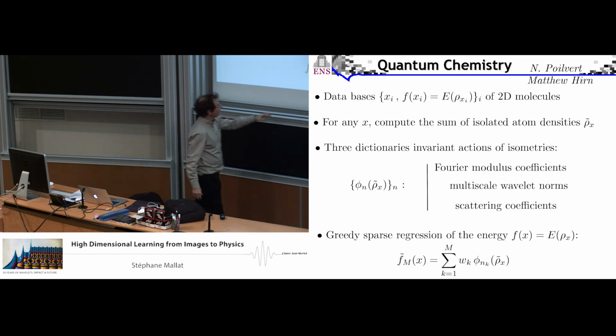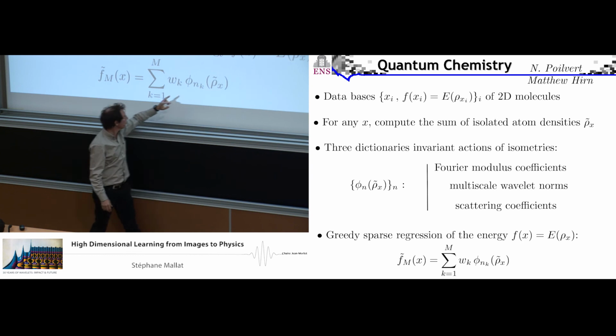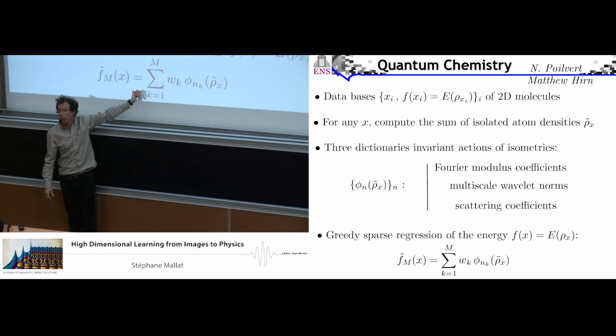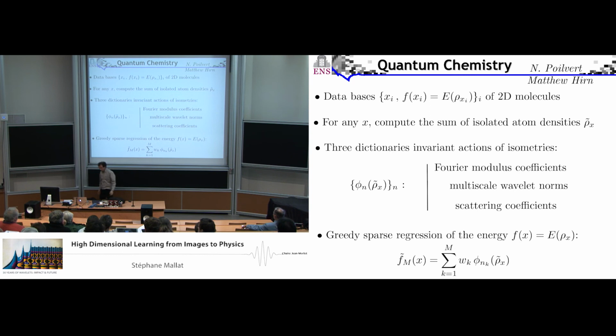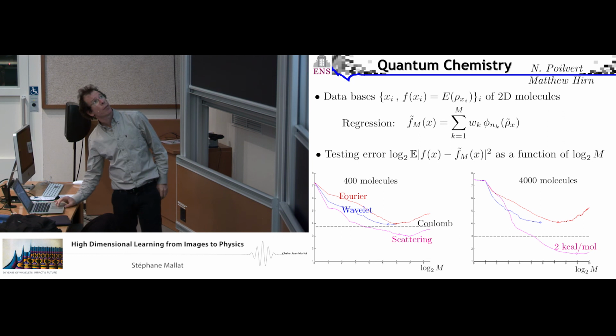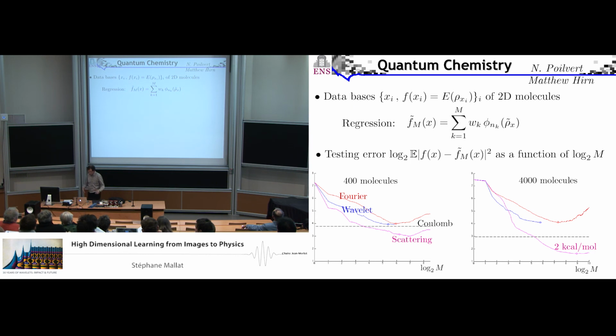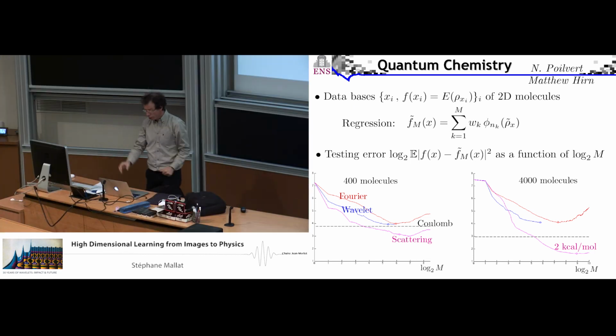The key idea is that your functional that you want to learn, you are going to expand it within your dictionary, and I'm going to compute a sparse expansion with as few terms as possible. There are several databases. This is a work that was done with a physicist, Nicolas Poilvert, at Penn State. From your database, you learn the regression weights with a simple linear ridge regression, and then you compute the average value of the error on a test set.